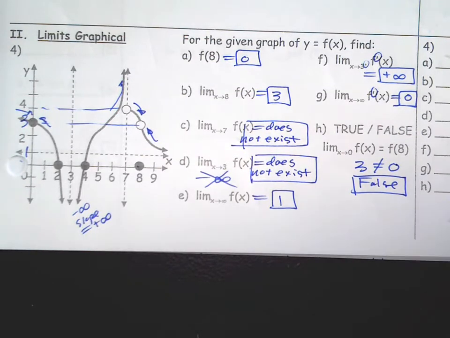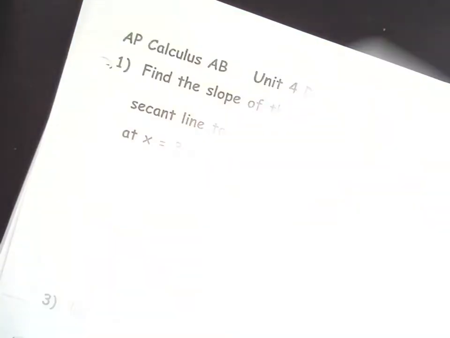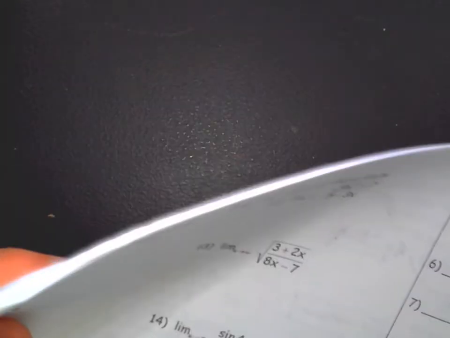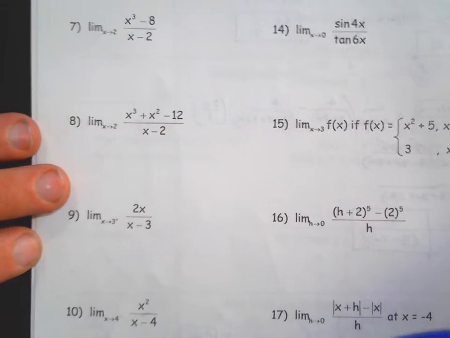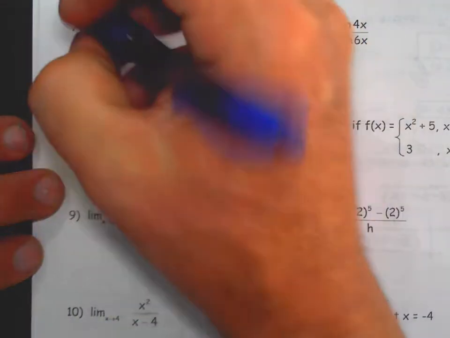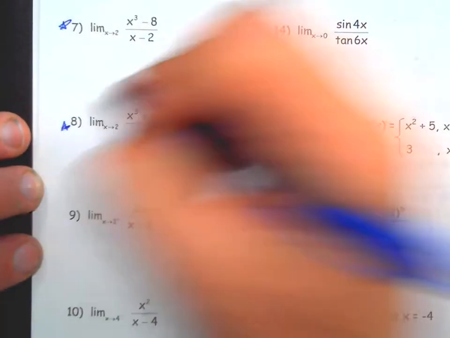On to the next page. A bunch of algebraic limits. Some of them I'm going to ask you to do two ways. That means including L'Hopital's rule. So I'll tell you which ones on test day. Probably ones that give you 0 over 0 that are factorable. So, probably like 7 and 8. I'll have you do two ways.